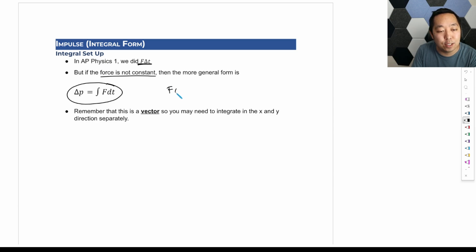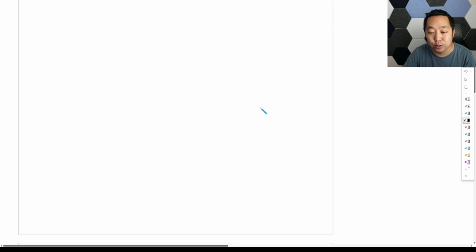So rather than F delta T being the area under a graph, you're just going to say it's the integral of F dt. Remember that this is a vector though. So when we do this integral, we've got to do the x and the y's separately. It's not a scalar like it was in Unit 3 when we did work and energy. So just be very careful when you're doing this part.